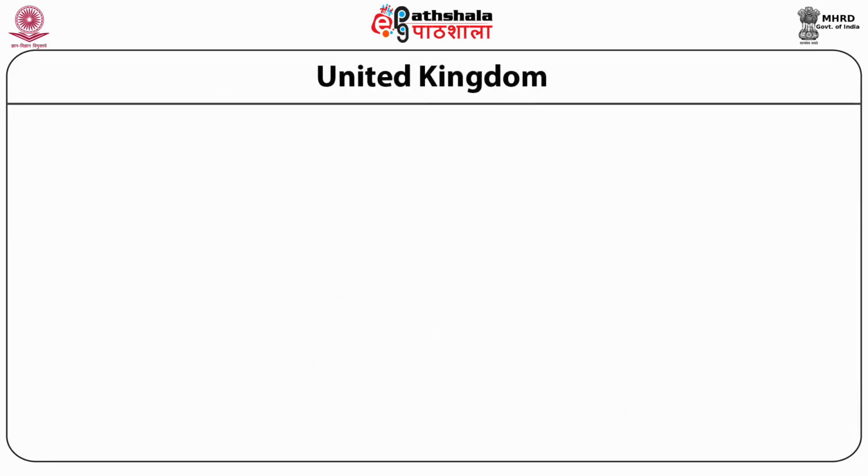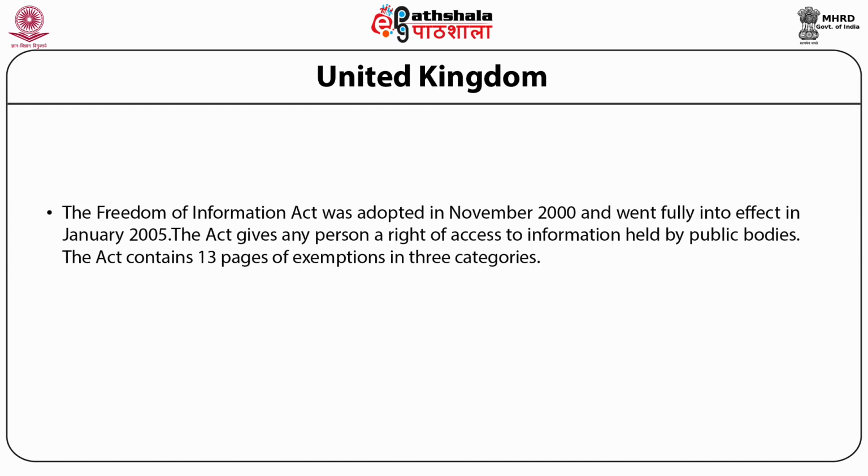Now, let's come to the United Kingdom, where the act is also known as the Freedom of Information Act. The UK's Freedom of Information Act was adopted in November 2000 and went fully into effect in January 2005. The Freedom of Information Act in the UK gives any person a right of access to, again, information held by public bodies. The Act contains, however, 13 pages of exemptions in 3 categories.